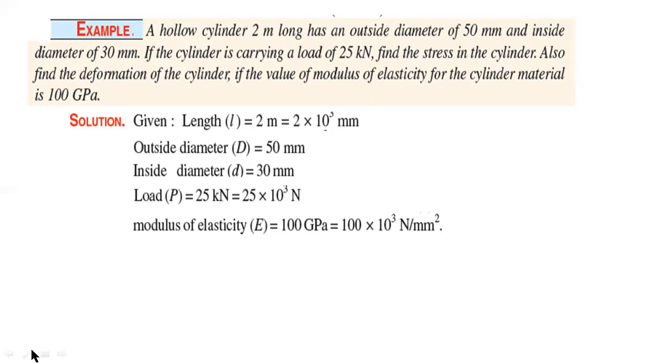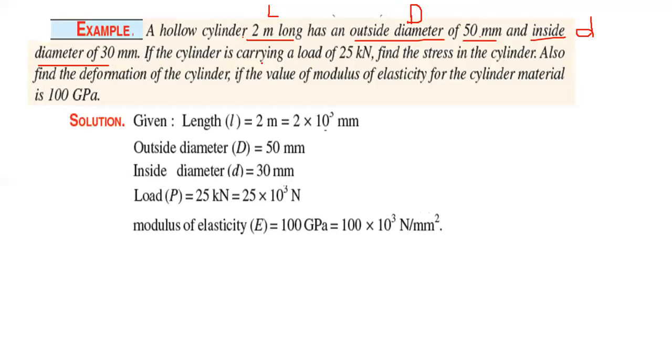So this is the original length of the cylinder, that is L, capital L, and it has an outer diameter, capital D equal to 50, and an inside diameter, small d, equal to 30. Okay, capital D equal to 50, small d equal to 30.